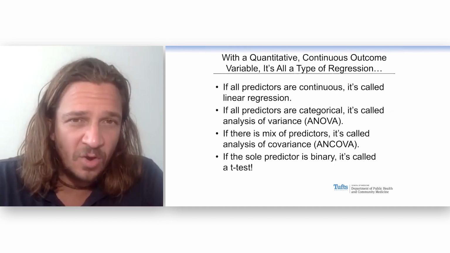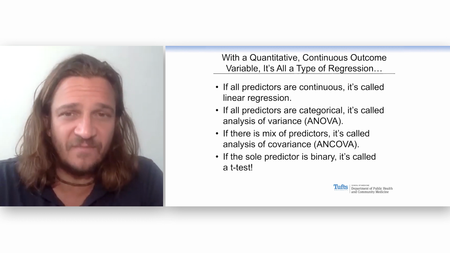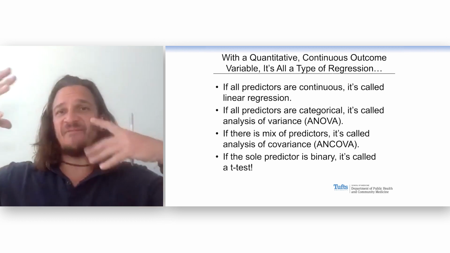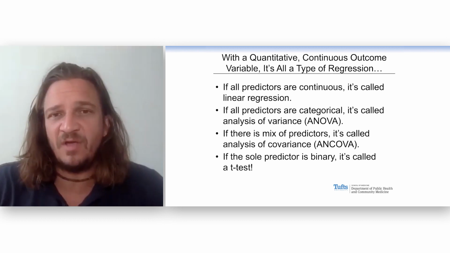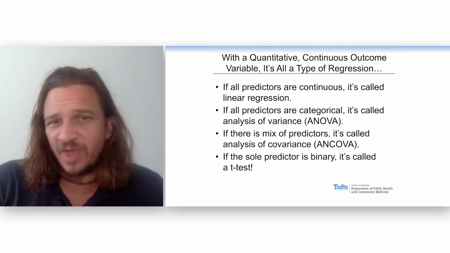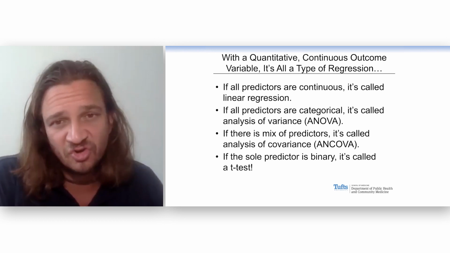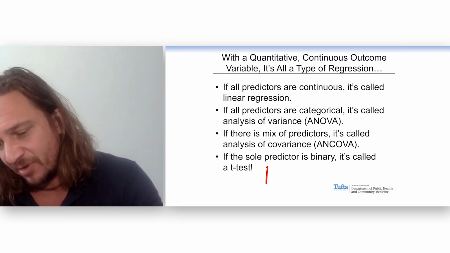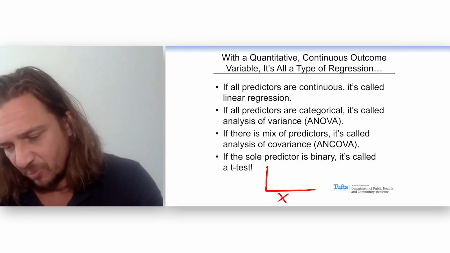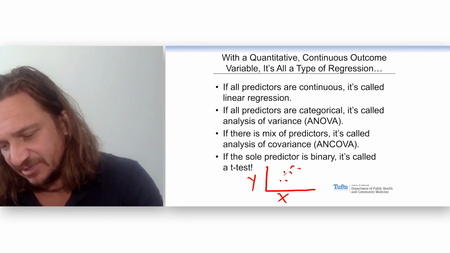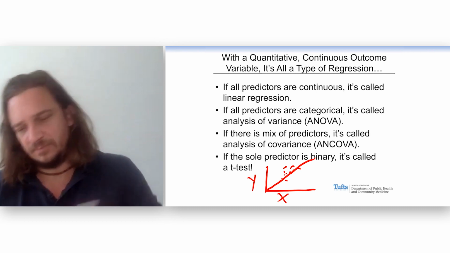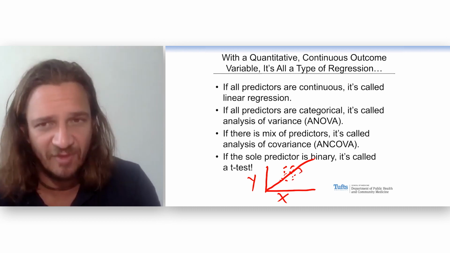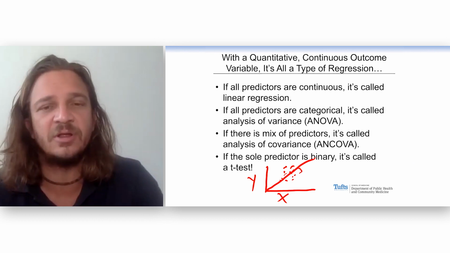When we're talking about our continuous outcome variable that we're trying to predict the mean for, we can really put everything we've done under this umbrella of regression. If we have a predictor or predictors that are continuous, people will call this a linear regression. Remember, X, Y, bunch of dots, draw a line. Okay, we call that a simple linear regression, simple because there was one predictor.